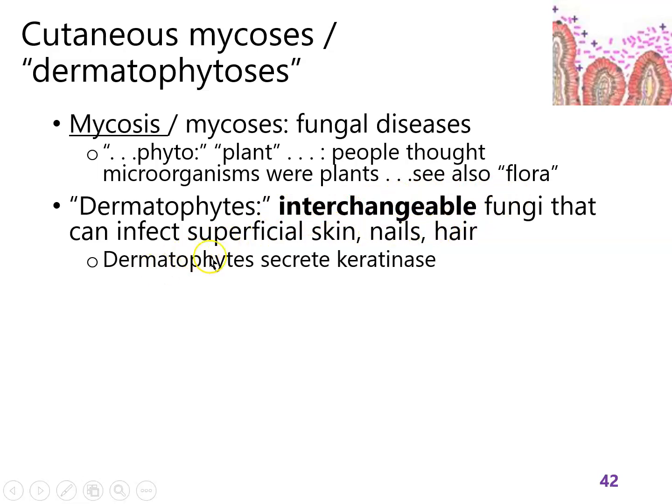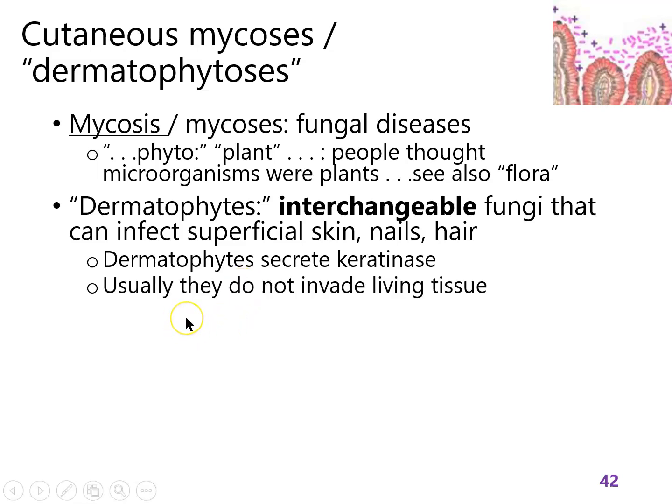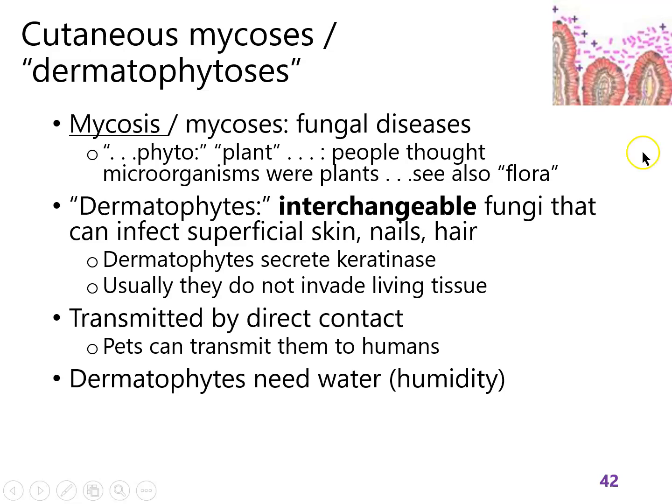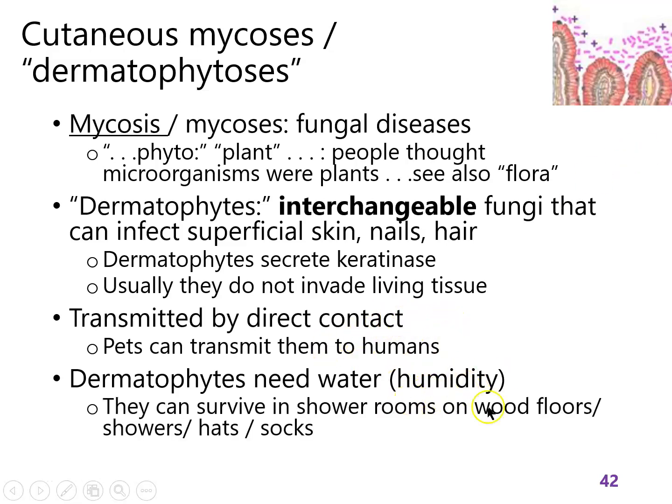And what they do is they can secrete an enzyme that breaks down the keratin in skin, and that gives them a source of food and the ability to live there. But they don't invade living tissues. That's why I gave them this icon. So people get them from direct contact with things like pets, but only in situations where there's humidity.